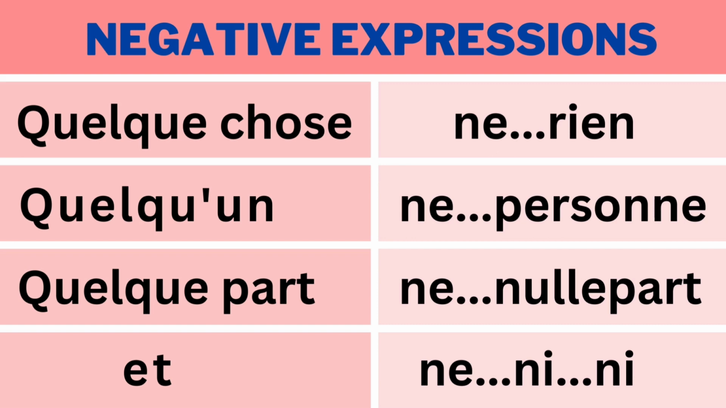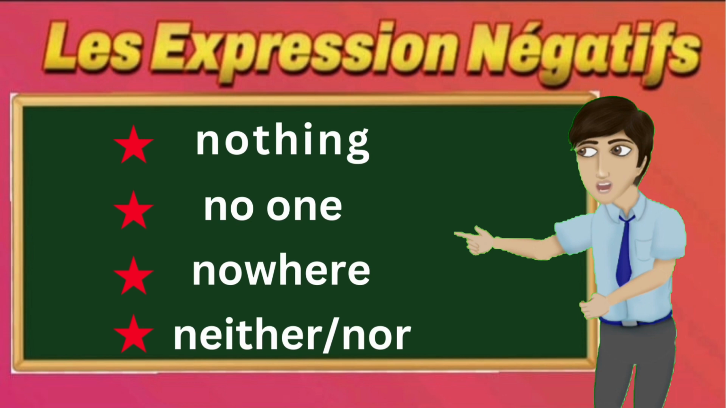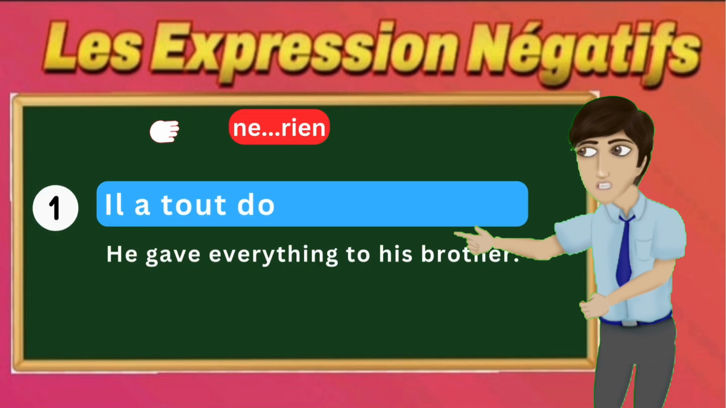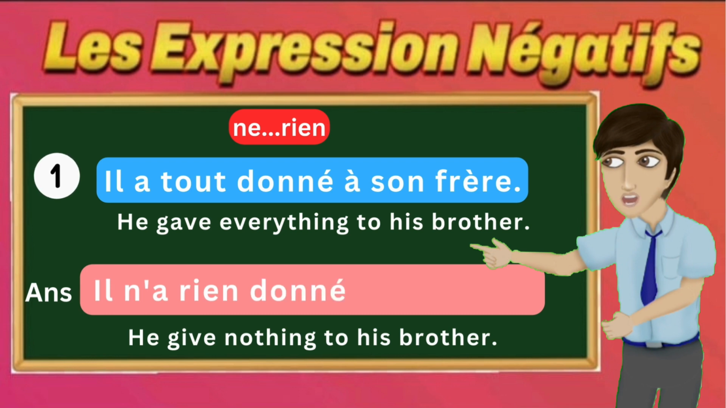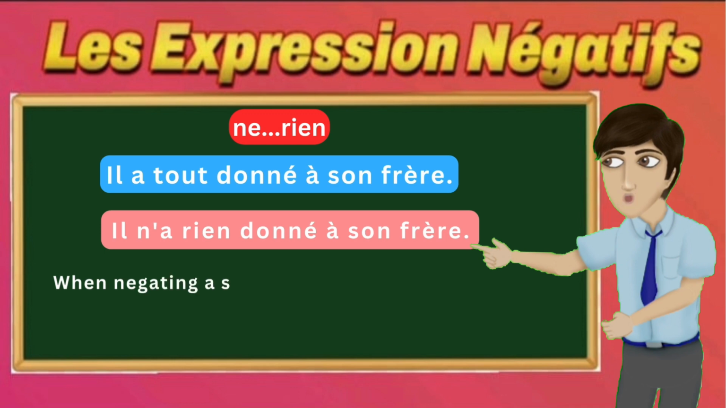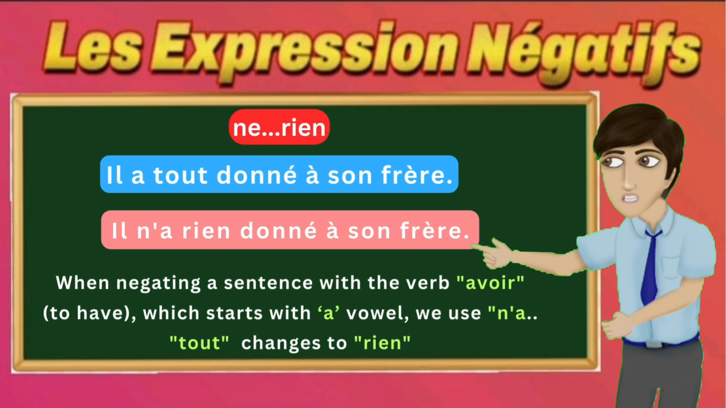Let's go through some exercises to gain a better understanding of nothing, no one, nowhere, neither, or nor. Exercise 1. Ne rien. Il a tout donné à son frère. He gave everything to his brother. Il n'a rien donné à son frère. He gave nothing to his brother. When negating a sentence with the verb avoir, to have, we start with a vowel. We use n' instead of ne, and tout changes to rien, while the rest of the sentence remains the same.